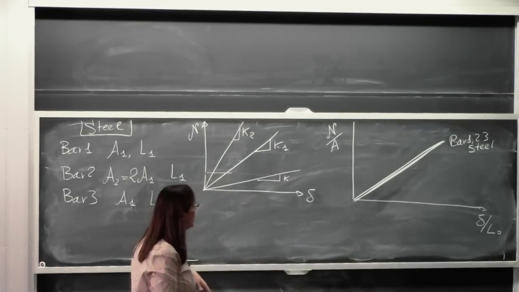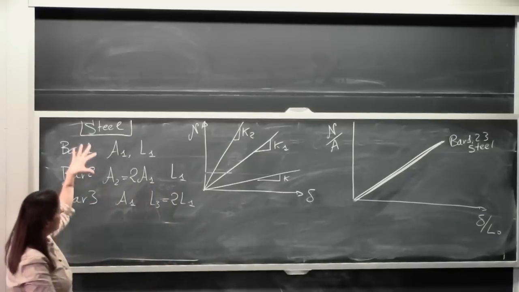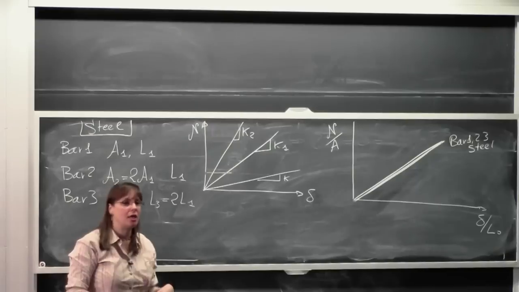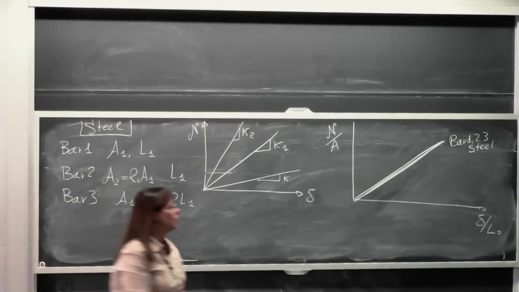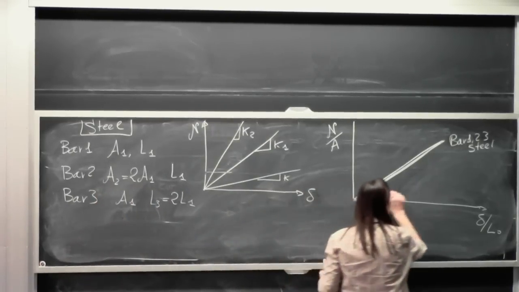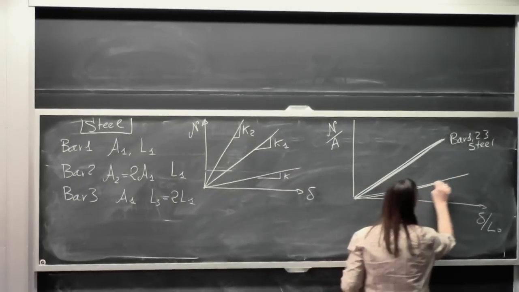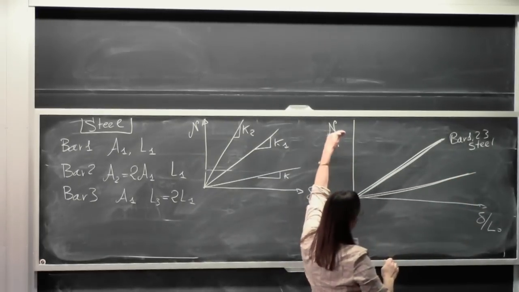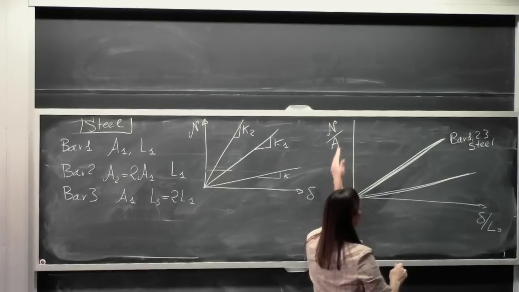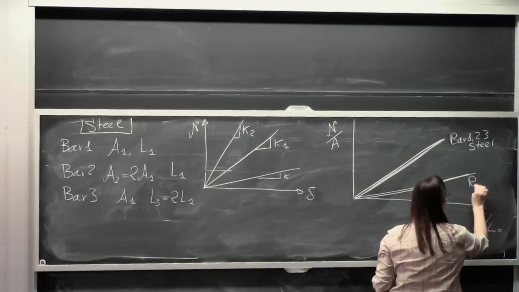On the other hand, if now instead of just taking bars made of steel, I also consider bars made of rubber, the bars made of rubber will be like this, because I can get more elongation for the same force with rubber.